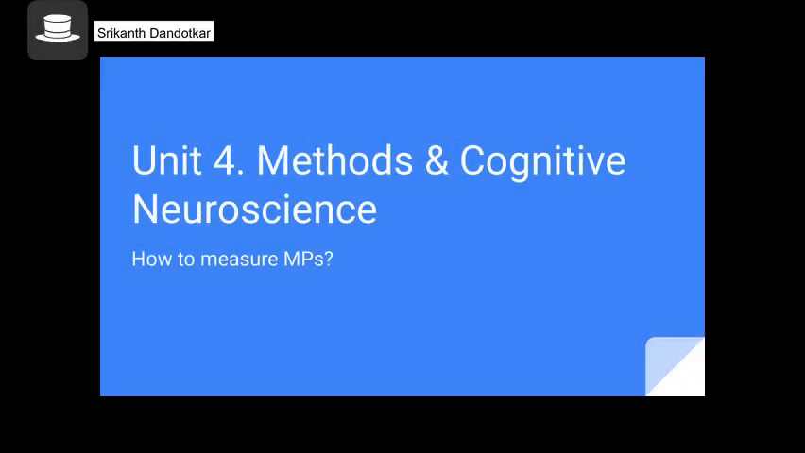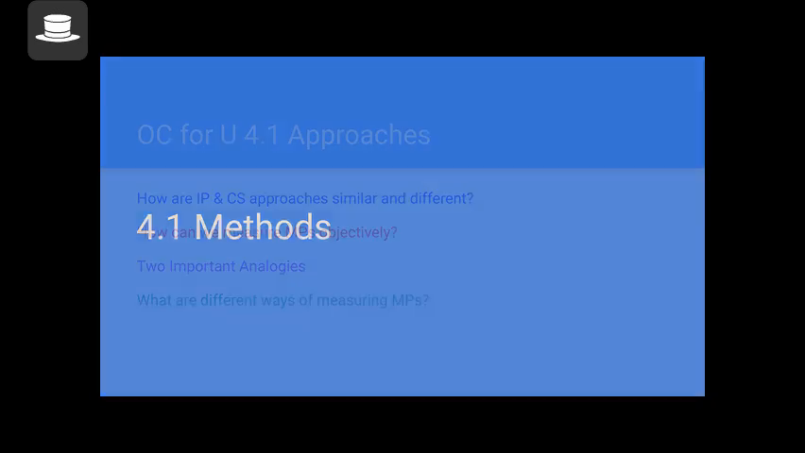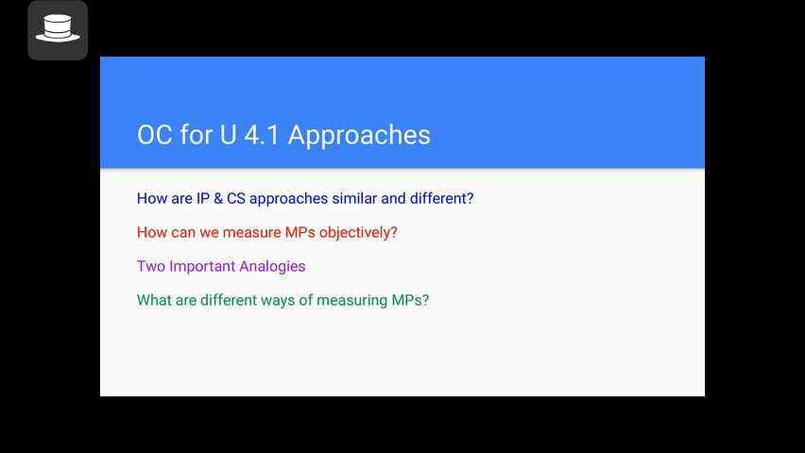Okay, in this unit, we're going to talk about methods and cognitive neuroscience. The first part will be about methods. Again, just to remind you, the methods is coming from chapter 1, cognitive neuroscience is coming from chapter 2. And in this particular unit, we've divided that into 4.1 is about methods, and 4.2 is about cognitive neuroscience, a specific kind of methods.